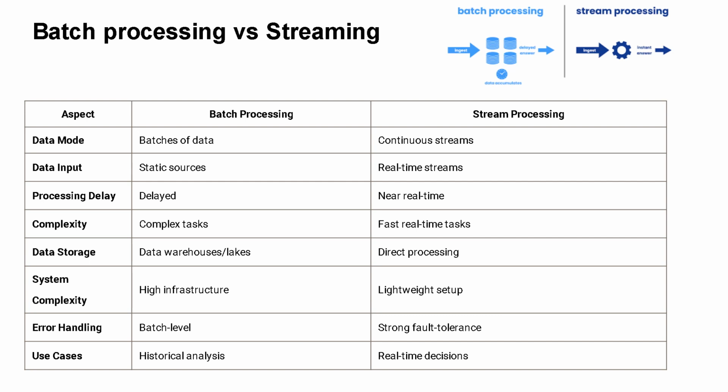And when we talk about stream processing, we talk about a continuous stream of data coming in, and the data input is in real time or near real time processing. The complexity is smaller because the data needs to be processed fast, so it couldn't be a too complex task. The data storage could be a direct processing and then fed into applications, or it can also be stored in the data lake if needed. The system is relatively lightweight compared to batch processing, and it has strong fault tolerance, and it can be used for real-time decisions.